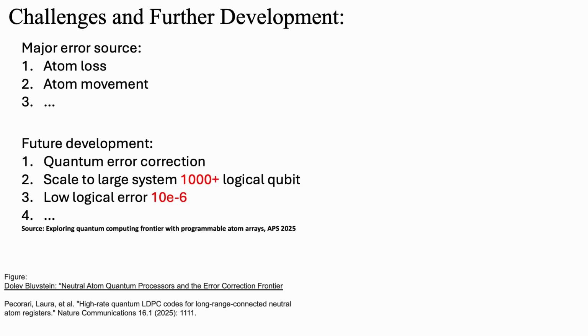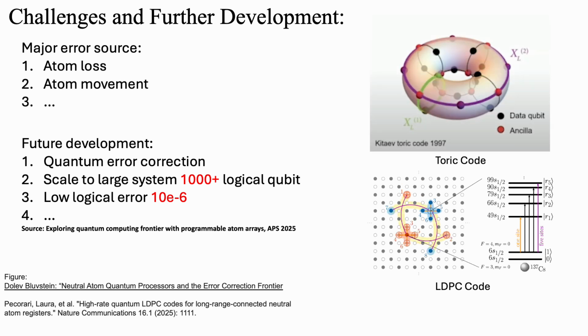However, the researchers still have a very clear picture for the future development of the neutral atom device. The first step is quantum error correction. There are a lot of quantum error correction codes, like the toric code and LDPC codes, designed for neutral atom devices that may correct the errors that I mentioned before. Also, researchers plan to scale the system to more than 1,000 logical qubits with a very low logical error rate at around 10 to the minus 6.